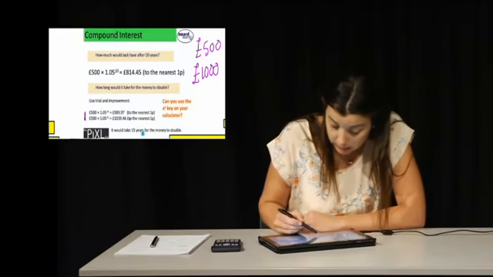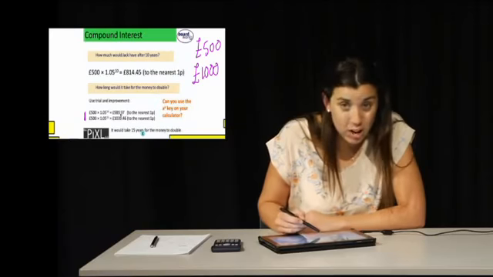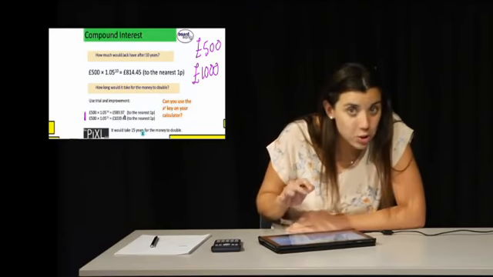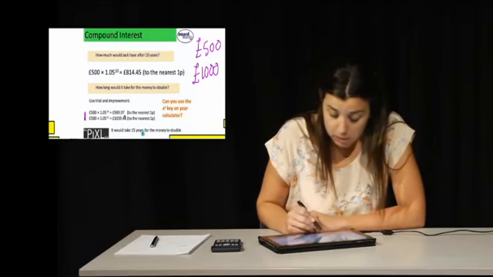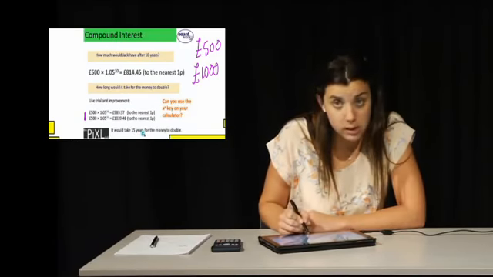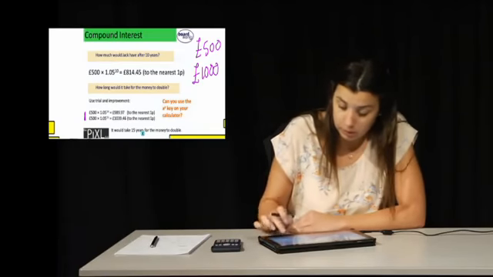If you look at these two here, this one is going to be your answer because actually after 14 years you're still under 1,000. So you've got to go over the 1,000 mark, which means then your answer is 15 years for your money to double. Again, using trial and improvement.